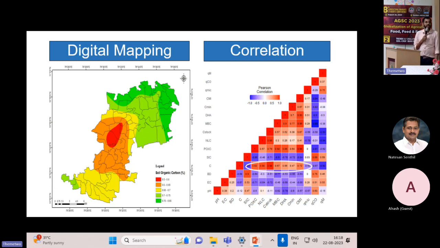Next is the correlation study, which indicates that the white circle shows that carbon is highly correlated with the remaining indices of permanganate oxidizable carbon, non-labile carbon, carbon stock, MBC, and DHA, where the red values are the higher values of the positive range of correlation, and blue is the negative range of correlation. The soil inorganic carbon was negatively correlated with the remaining indices.